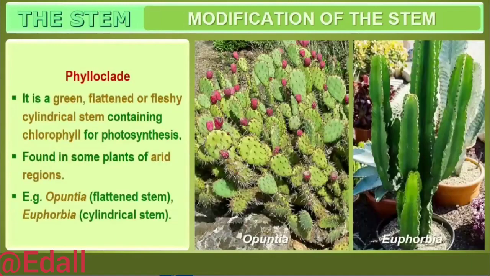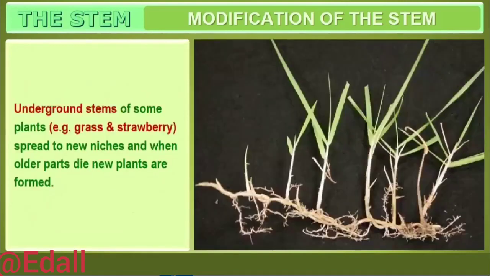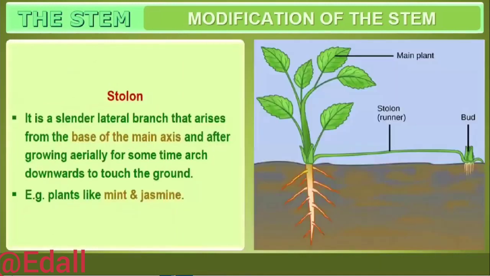Some plants of arid regions modify their stems into flattened, Opuntia, or fleshy cylindrical, Euphorbia, structures. They contain chlorophyll and carry out photosynthesis. Underground stems of some plants such as grass and strawberry, etc., spread to new niches, and when older parts die, new plants are formed.